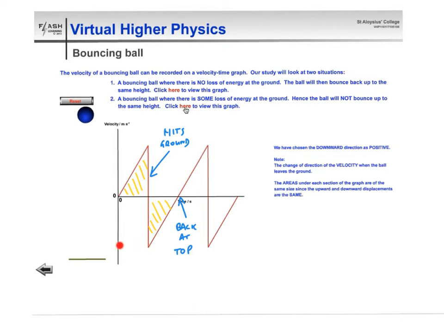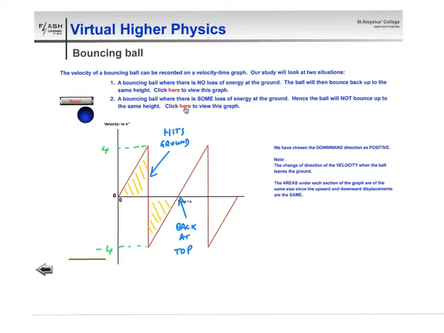Okay, so if there's no energy loss, then this magnitude of velocity should be the same as the one that was up here. Say we put a value in here, and we put a value in here, those two magnitudes should be the same. So if we said that the ball had reached a speed of 4 meters per second just before it hits the ground, then it comes back up off the ground at minus 4 meters per second.